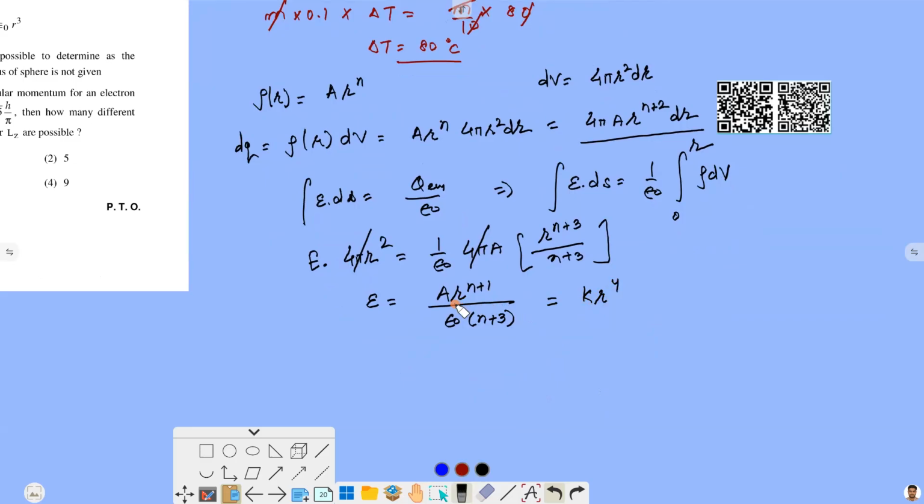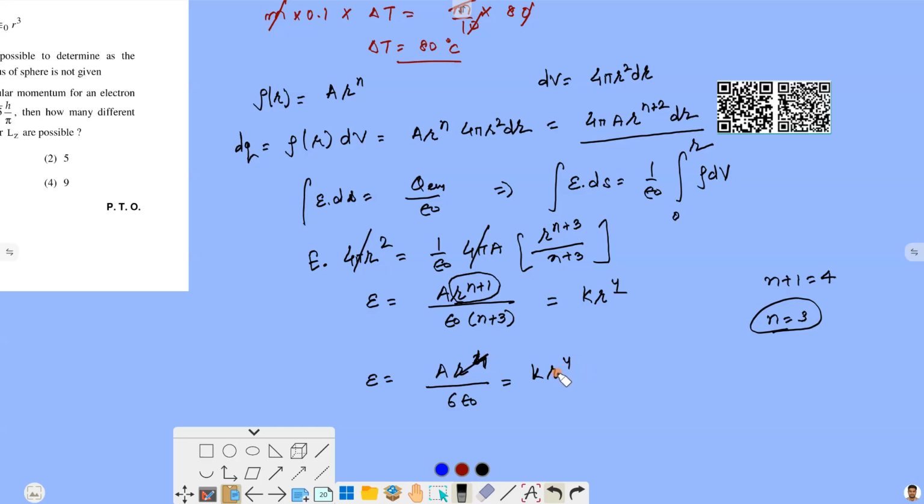So comparing the powers of r, here r has power n plus 1 and there r has power 4. So n plus 1 is equal to 4, so n is basically 3. So this electric field relation becomes A r cube divided by 6 epsilon naught is equal to k into r raised to power 4. Oh sorry, this will be r raised to power 4.